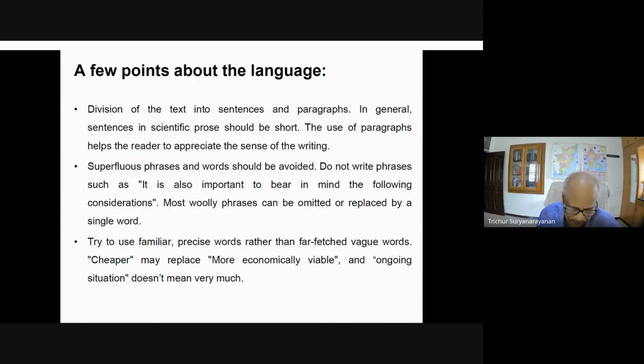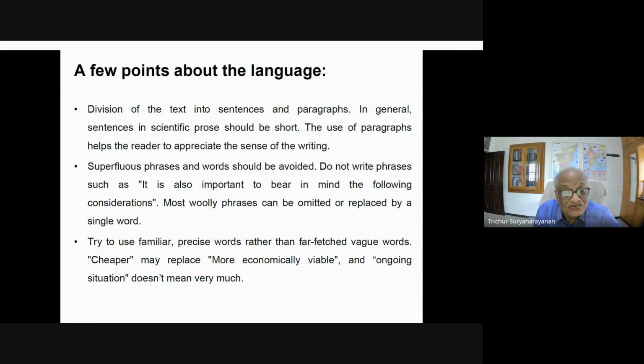Now comes the most important thing. English is not our mother tongue. Even I see that Americans and Britishers also commit a lot of mistakes when they write scientific papers. So a few points about the language. This is very important. A paper might get rejected not only because it is not written properly or the results are not good, but it can also get rejected because of inadequate language. They can just say, send it back.